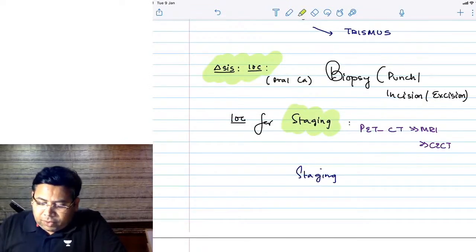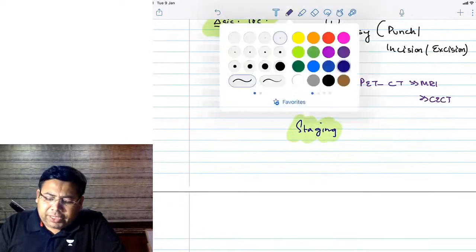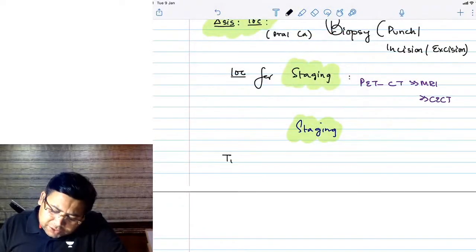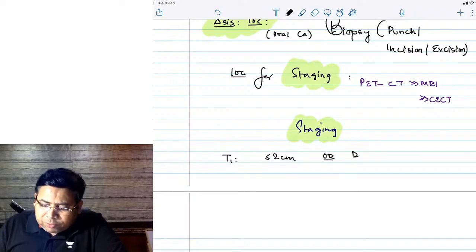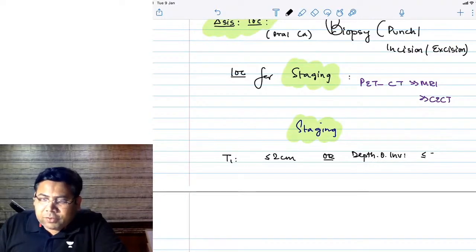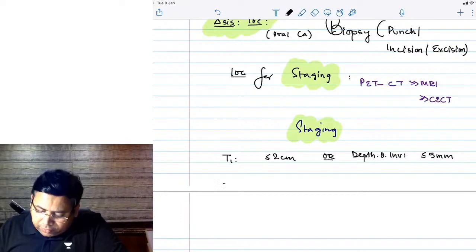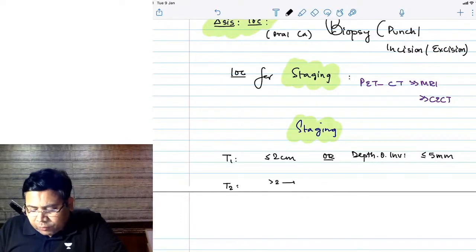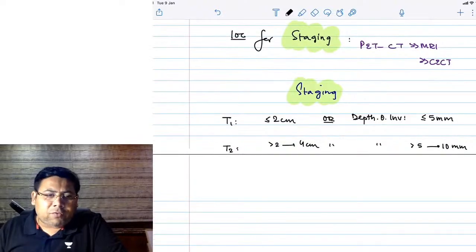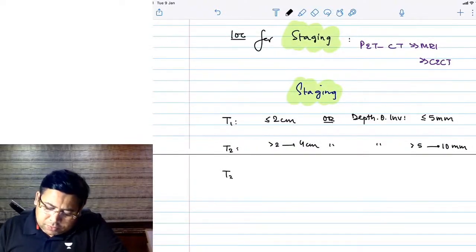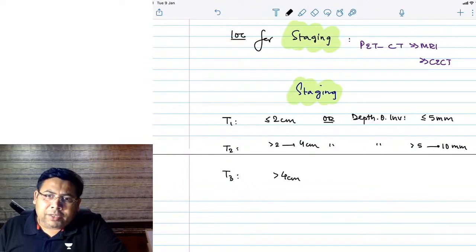If we talk about staging, you get a lot of questions on TNM. T1 is defined as less than or equal to 2 centimeters, or depth of invasion less than or equal to 5 mm. T2 is defined as more than 2 up to 4 centimeters, or depth of invasion more than 5 up to 10 mm. You get straightforward questions. T3 is more than 4 centimeters or depth of invasion more than 10 mm.